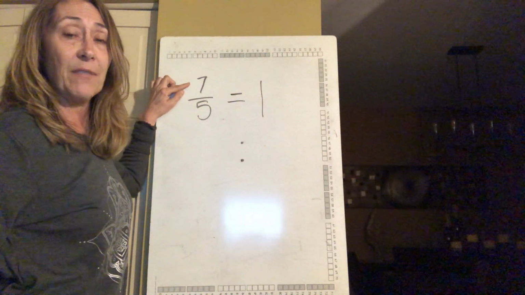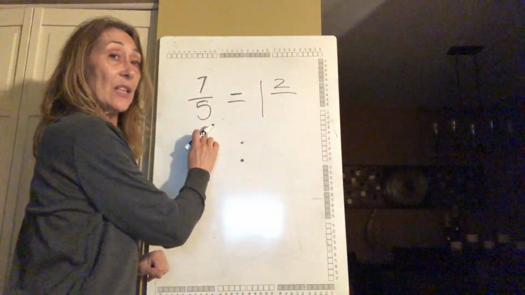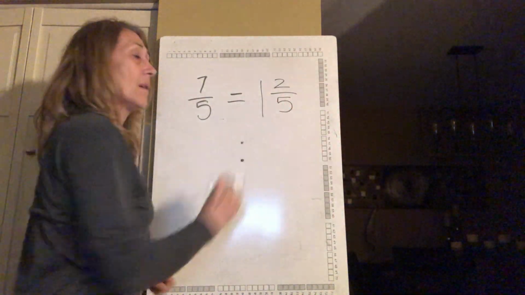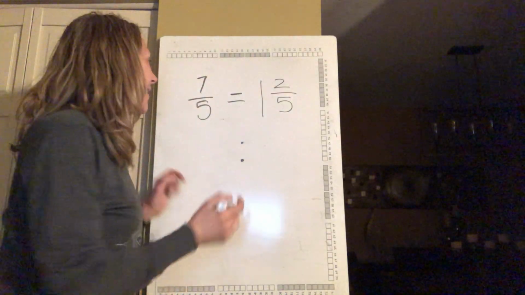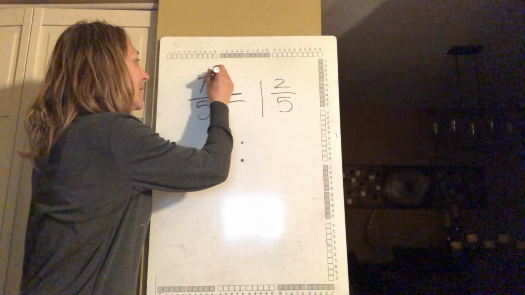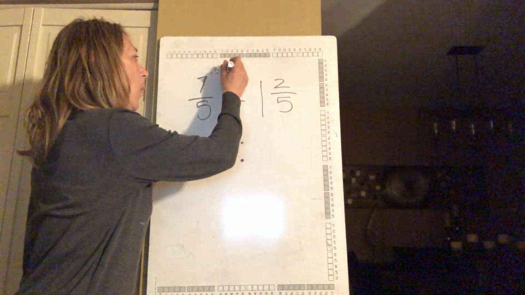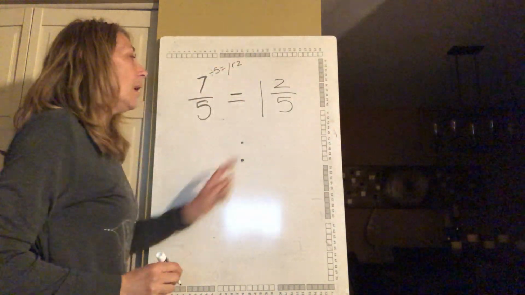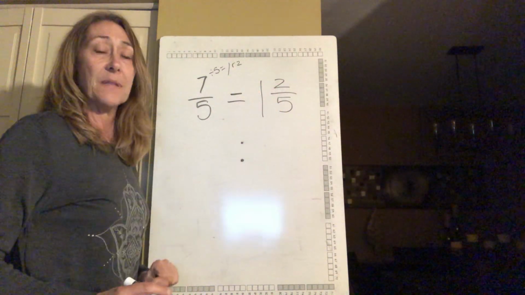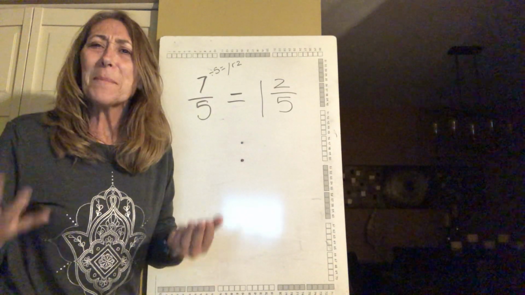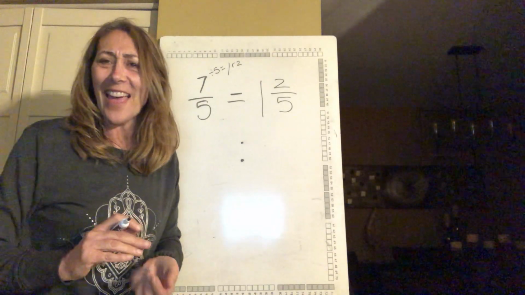And how many do I have left? 2. 2 left. And what size are they? Fifths. Ooh. You know what that sounds like? 7 divided by 5 equals 1 remainder 2. Oh, 1, 2 remain, they're fifths. Math is patterns. Everything is connected. Let's look at that again.